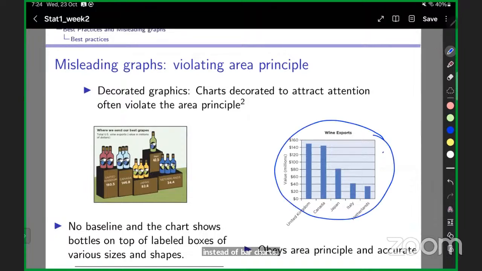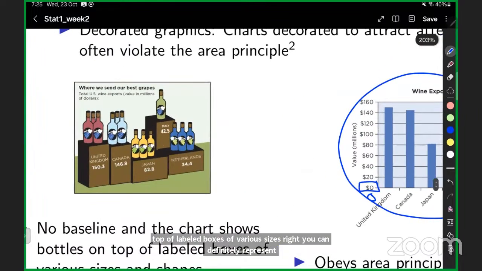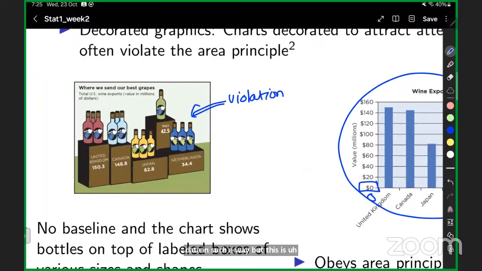So this is the natural way to represent the data, right? But here you are using some boxes, putting some points on them, and writing some numbers, and these numbers don't represent the bar size or width or anything. There is no baseline first, right? Baseline is 0. So there's no baseline, and the chart shows bottles on top of labeled boxes of various sizes. You can definitely represent data in such a way, but this is a violation of the area principle. You should not do that.